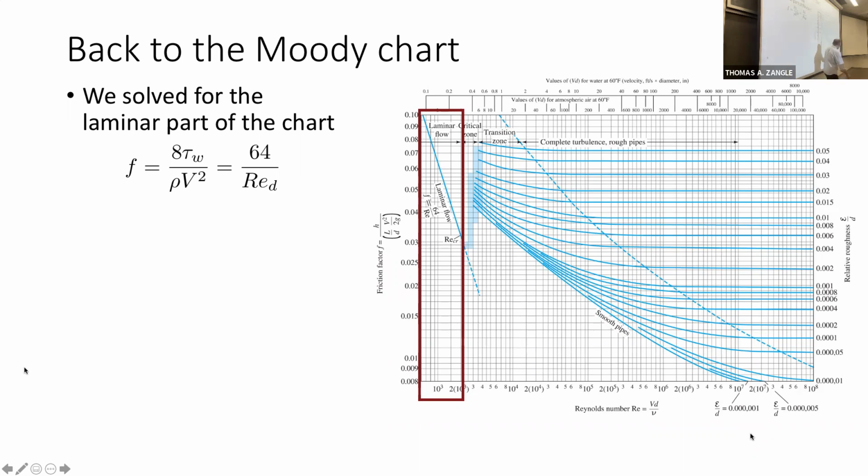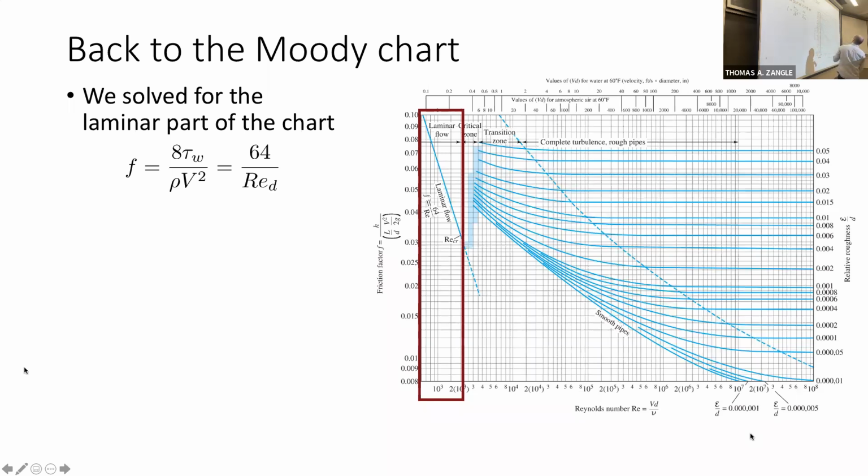Another one down here, Reynolds number, Vd over nu. So this is now expressed in terms of the kinematic viscosity, instead of the mu that we might be more familiar with. But Reynolds number is down here as well.